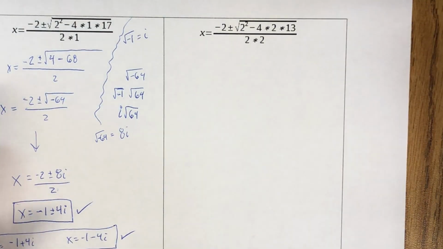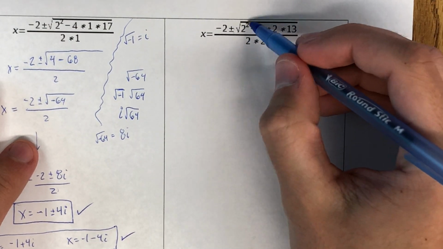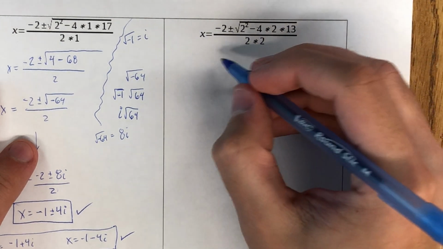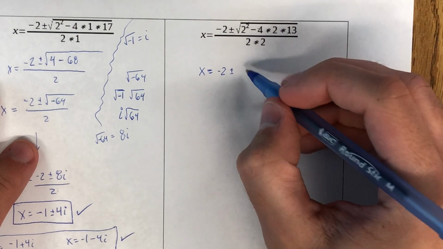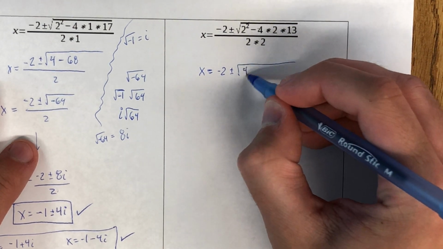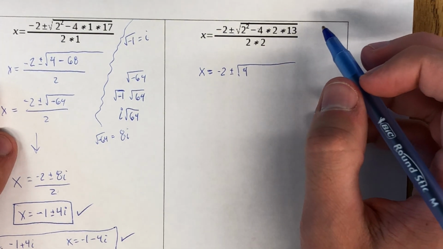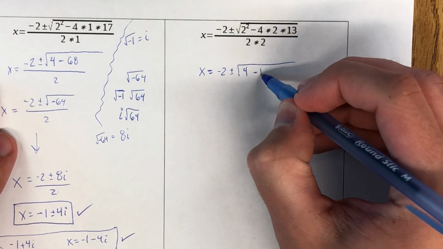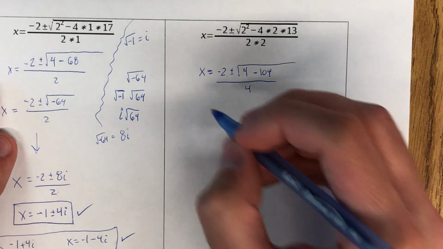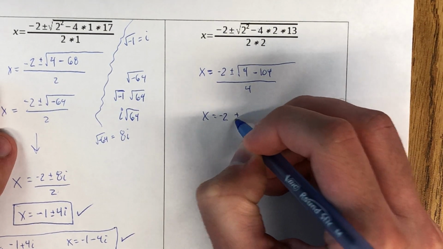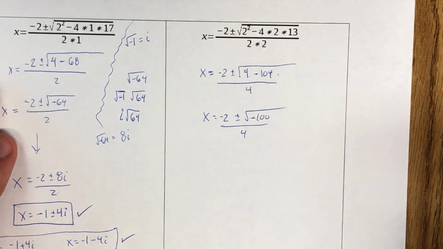Okay, we're back. We have x equals negative 2 plus or minus the square root of 2 squared minus 4 times 2 times 13. 2 squared is 4. 4 times 2 times 13 is negative 104. And then 2 times 2 on the bottom is 4. Negative 2 plus or minus 4 minus 104 is negative 100 all over 4.